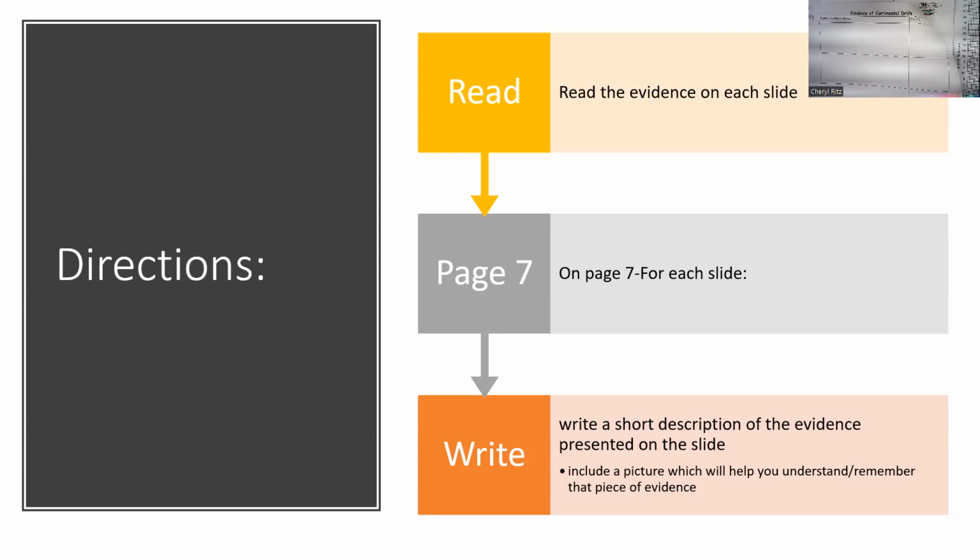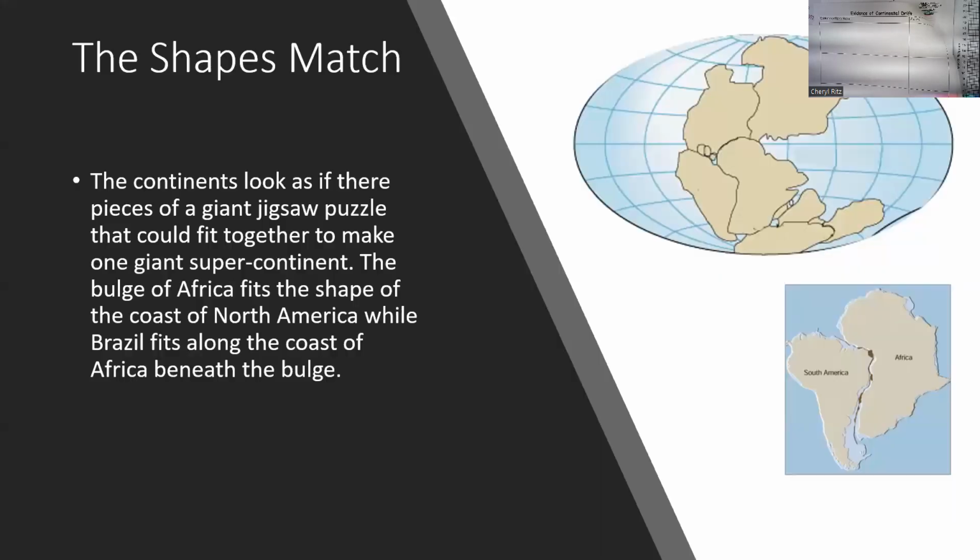So like I said, here's the first slide. The first slide is that the shapes match. It says the continents look like they were a giant jigsaw puzzle that could fit together to make one giant supercontinent. The bulge of Africa fits the shape of the coast of North America, while Brazil fits along the coast of Africa beneath the bulge.